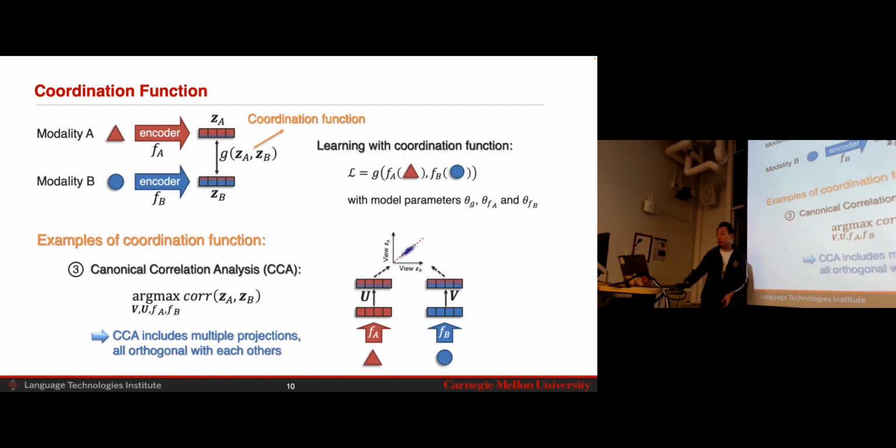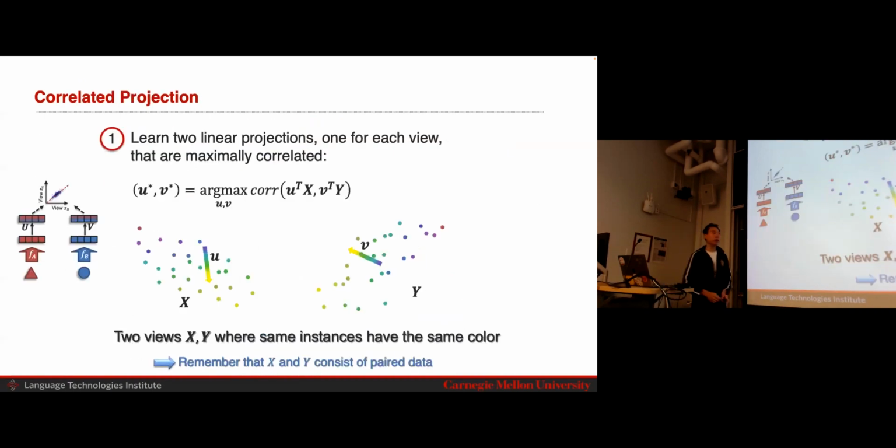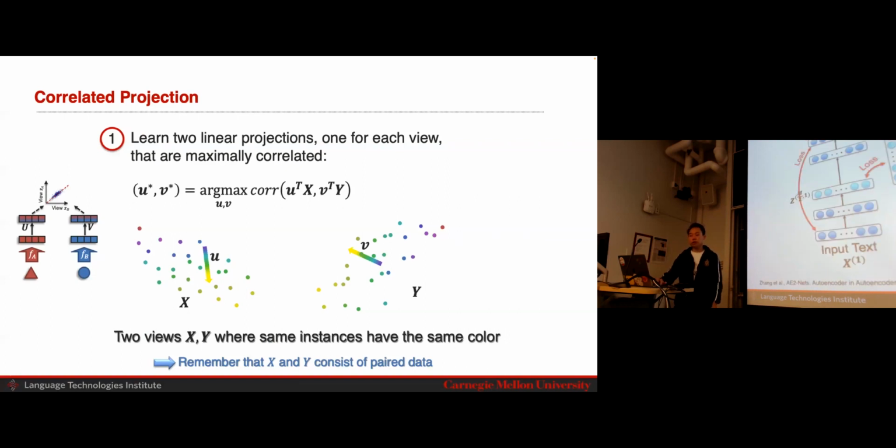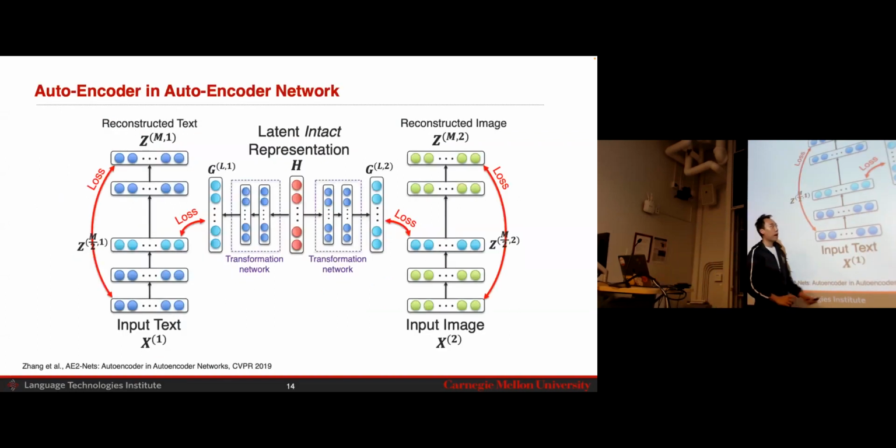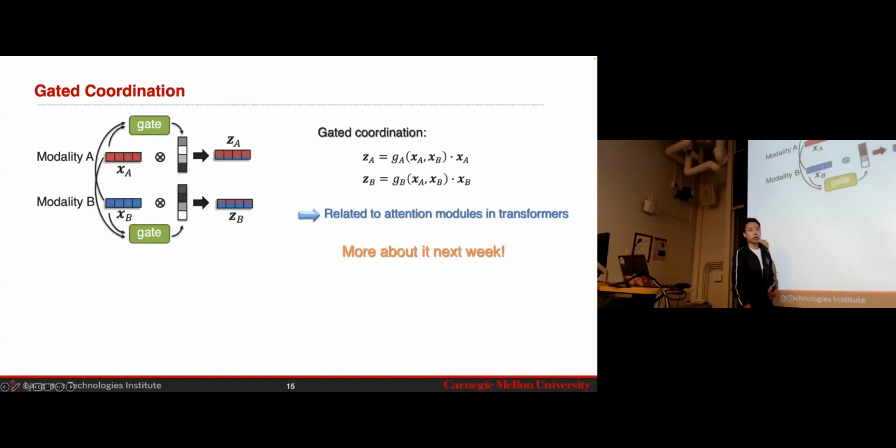Correlation is an example of a weaker form of similarity, because correlation is defined over the entire population. All my image embeddings have a correlation, all my text embeddings have a correlation, and I want to maximize that correlation. We also looked at examples where the similarity function has some trainable parameters within it. So cosine similarity and kernel similarity are just distance functions that don't have any parameters, but you can also learn a similarity metric with actual trainable parameters. So that was autoencoder in autoencoder. And finally, gated ways of coordination, where the embeddings themselves depend on both the modalities.